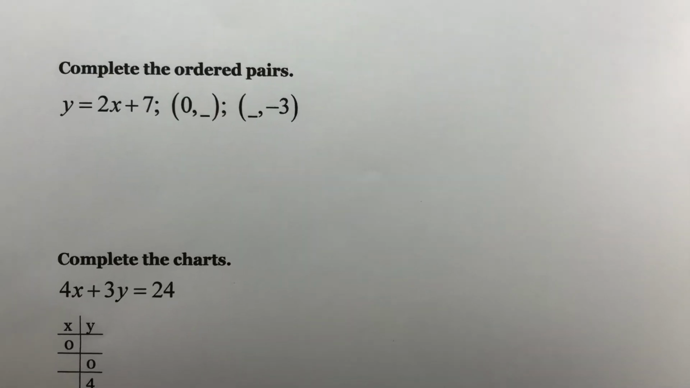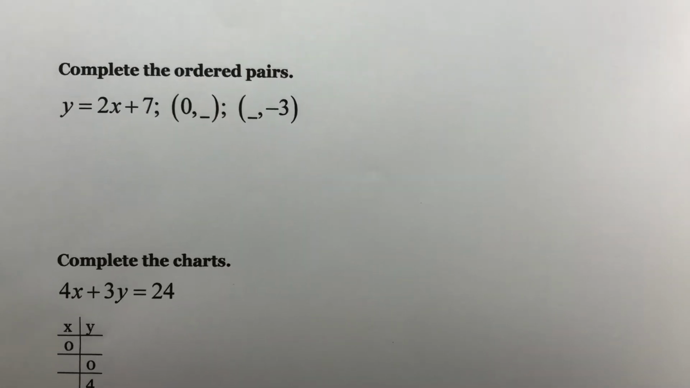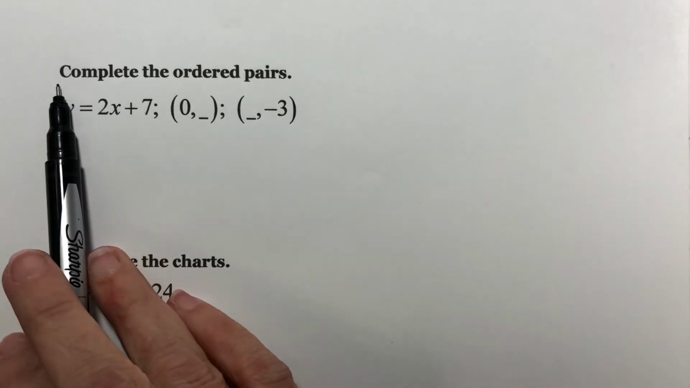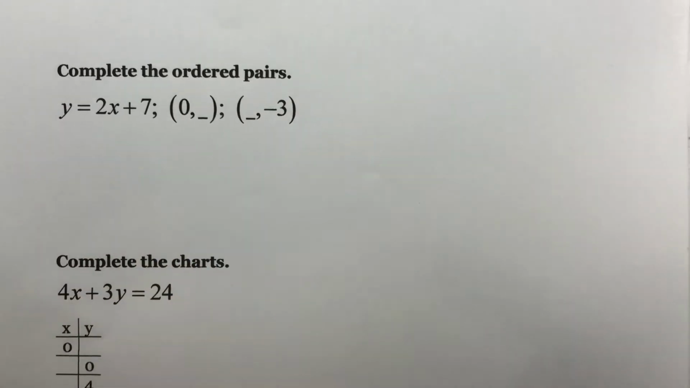This is section 3.1, part 2. We've been asked to complete the ordered pairs. Now, we just checked some ordered pairs to see if they were correct. This time we're given incomplete ordered pairs, and we're trying to find the missing value that will make it true.